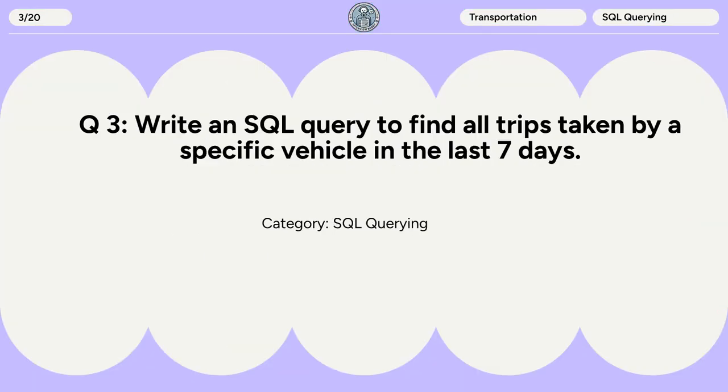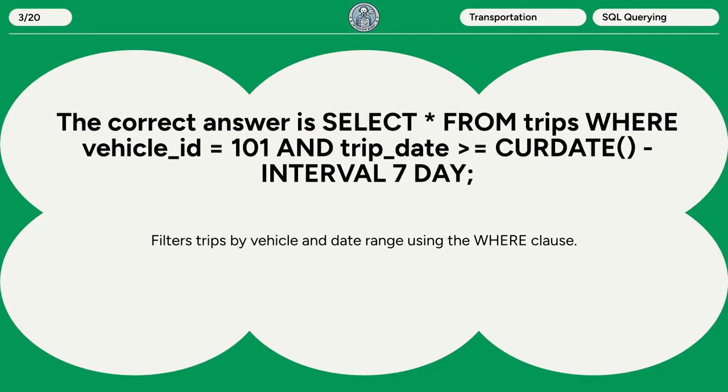Question 3. Write an SQL query to find all trips taken by a specific vehicle in the last 7 days. The correct answer is: SELECT * FROM trips WHERE vehicle_id = 101 AND trip_date >= CURDATE() - INTERVAL 7 DAY. Filters trips by vehicle and date range using the WHERE clause.